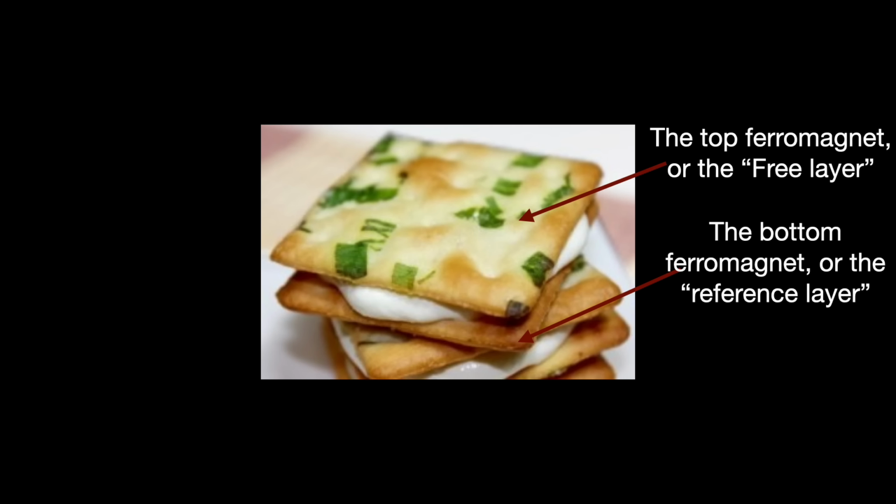Both ferromagnets are usually made from an iron alloy like cobalt, iron, boron, and depending on the variant, you may have several pinned layers. As for the very thin, maybe 1 to 2 nanometers thick insulator layer, that is most often made of magnesium oxide.